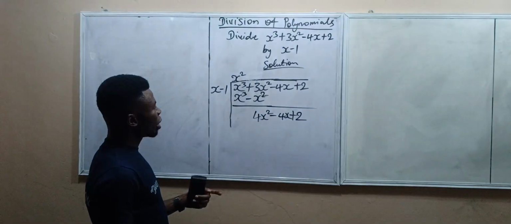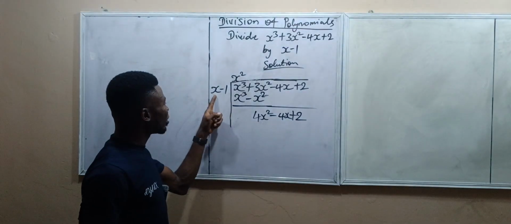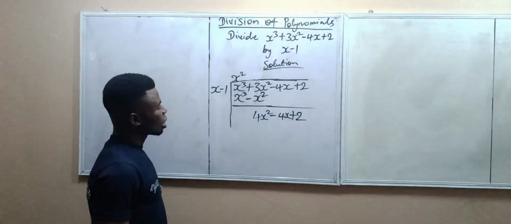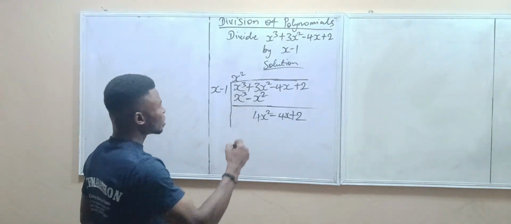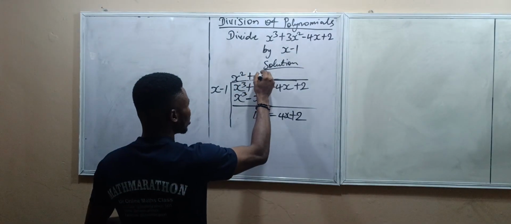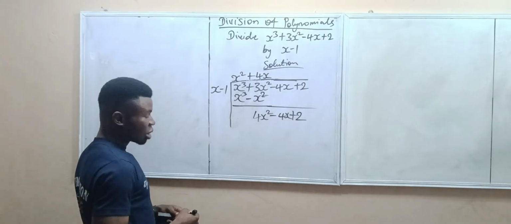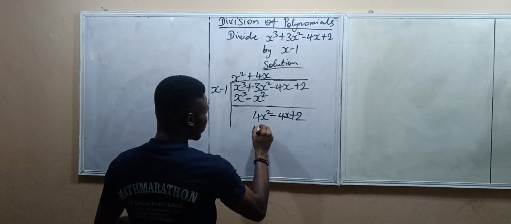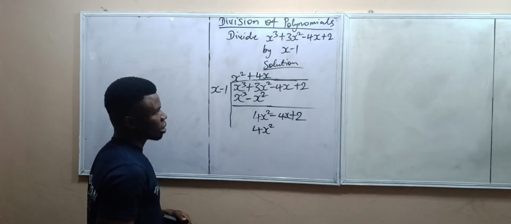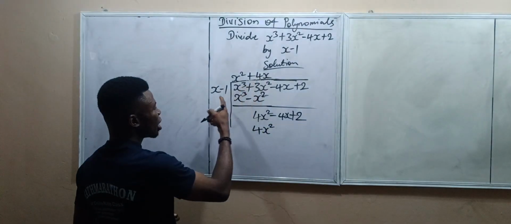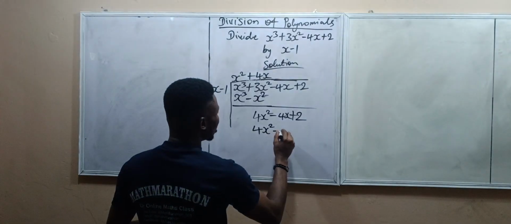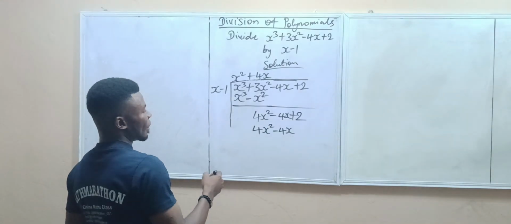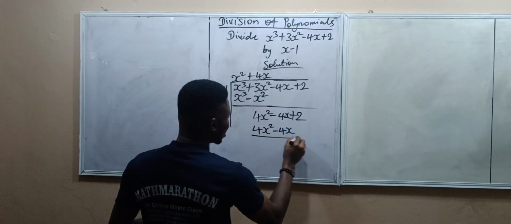So we continue. You look for a number or a variable that when you multiply with the first term of this, which is x, it will give you 4x squared. And what is that number or variable? It is plus 4x. Now let's see. 4x multiplied by x will give us 4x squared. Right? Now that plus 4x multiplied by minus 1 will give us minus 4x. And that's all.